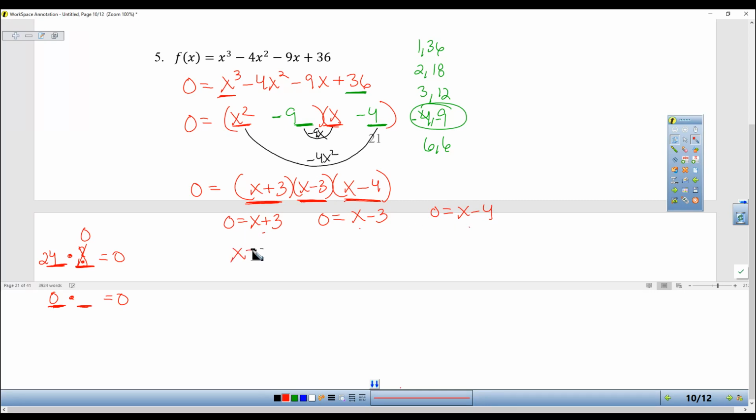What would make this one 0? If x was negative 3. What would make this one 0? If x was 3. What would make this one 0? If x was 4. So the zeros are negative 3, 3, and 4. Those are the zeros. Okay.